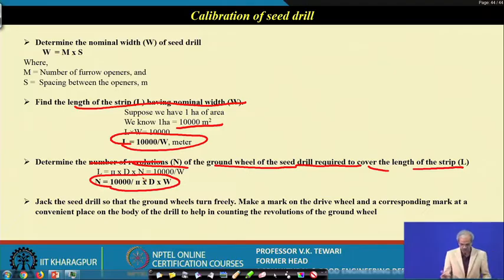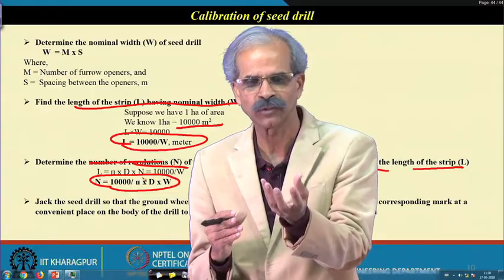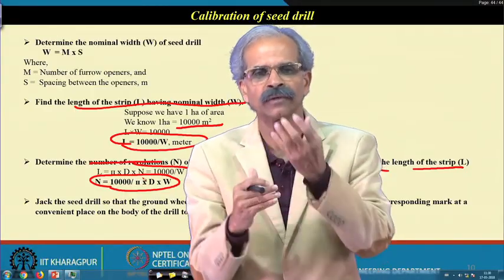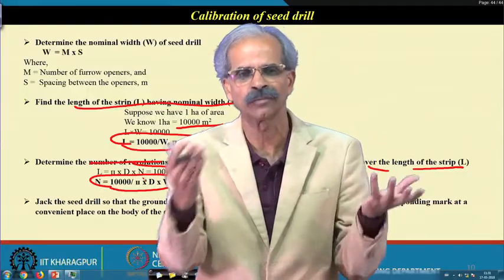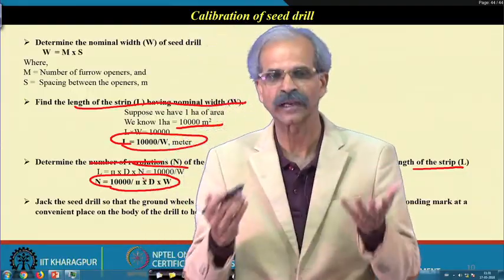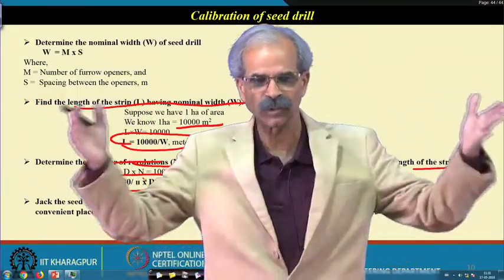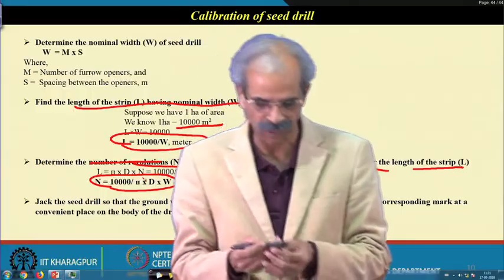Jack the seed drill. Well, how do we get this then? You can jack the seed drill in the laboratory and rotate it for a certain number of revolutions, maybe once or twice we do this, and take an average of that. Then find out what you get if you have taken 20 revolutions, what you get for 10 revolutions, and accordingly what you get for every revolution, and accordingly you will be in a position to get the seed rate which you want per hectare, and how many rotations we will require per hectare.